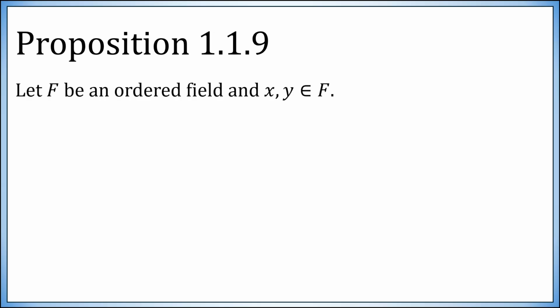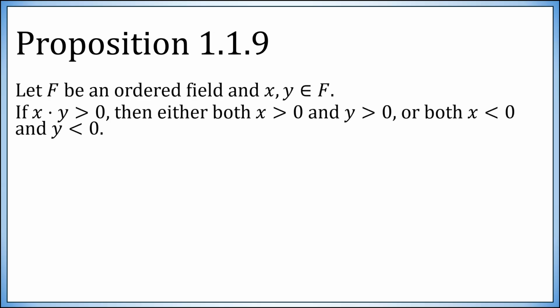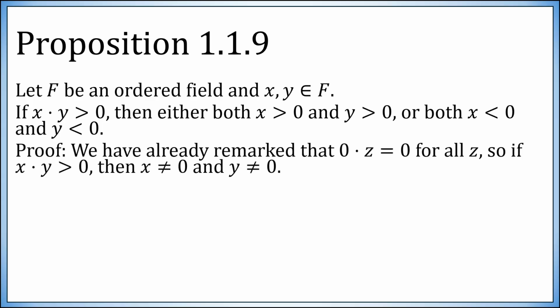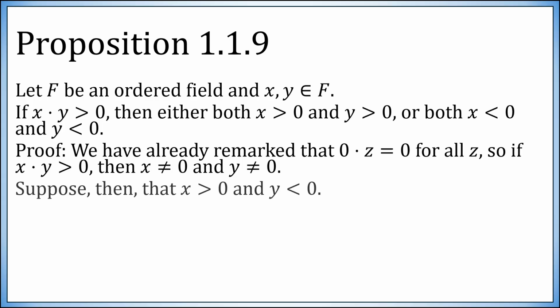Next, proposition 1.1.9, suppose you have an ordered field, you pick two elements of it. This is useful: if two things multiply together to be positive, then either they were both positive or they were both negative. And we'll prove this. So we've already remarked that anything times 0 must be 0. So if the product of two things is bigger than 0, neither one of them was 0 to start with.